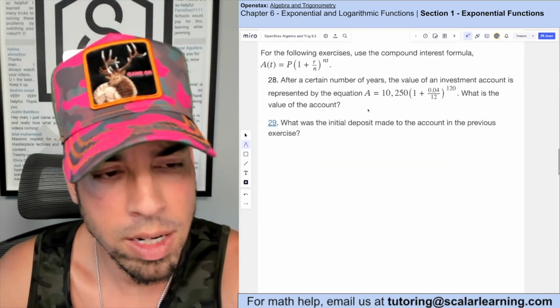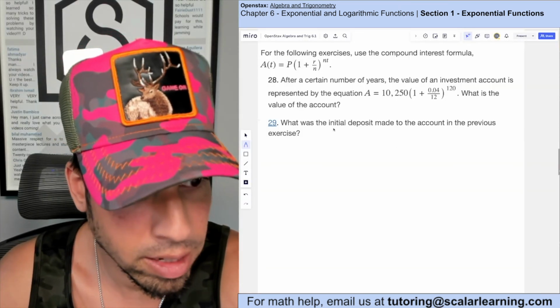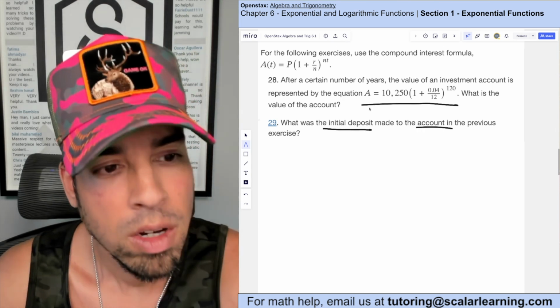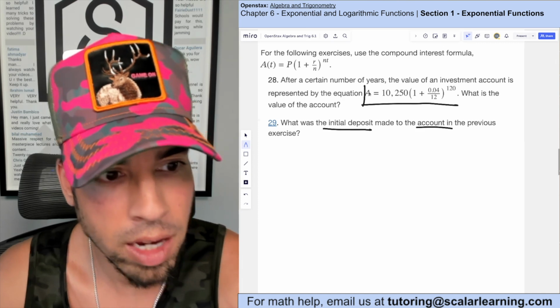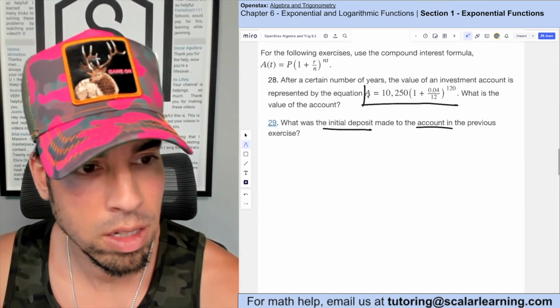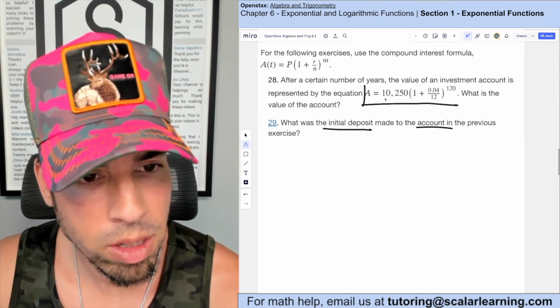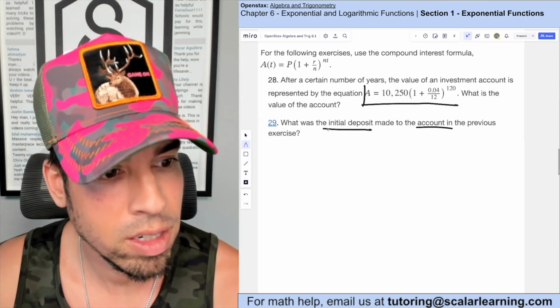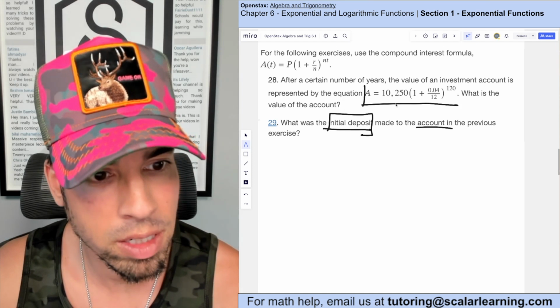So for number 29, it asks to look at number 28, and it says, what is the initial deposit made to this account up here with this formula where we have A, which is the amount of money in the account total, times something, all this stuff multiplied against each other. And the question is, what is the initial deposit? Well, initial deposit is the principal.